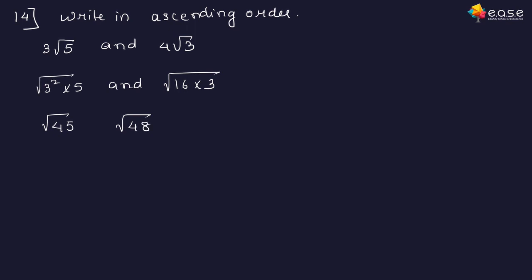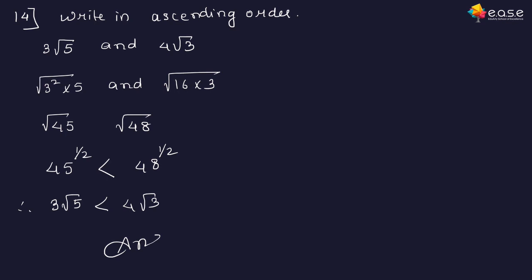See, we can write this as 45 to the power half, and 48 to the power half. Since the powers are same, we can compare the bases. So this is greater. Therefore we can say that 3 root 5 is less than 4 root 3. This is your answer, correct? I'll do the second part here itself.